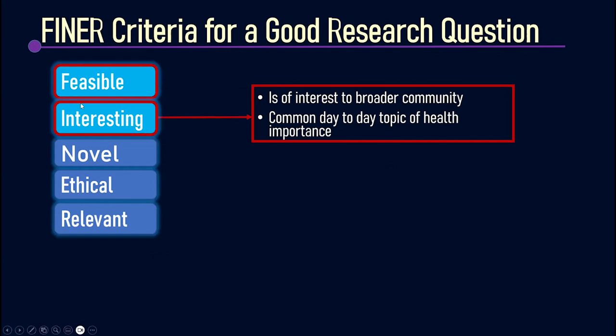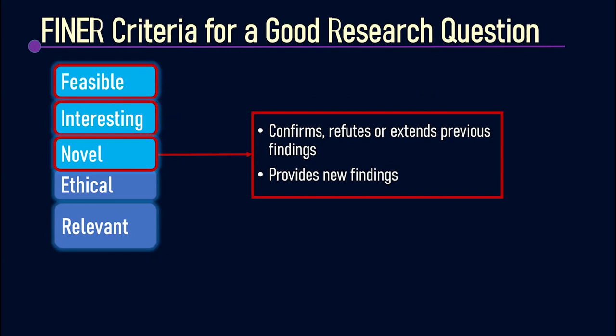Next one is interesting. The research question should be of interest to the broader community, and normally common day-to-day topics of health importance tend to be interesting in nature. For example, the effect of yoga or the effect of exercise on various health conditions will be of immediate interest to the general audience. Third, and equally important, is the novelty of your project. By novelty, we mean that the research question confirms, refutes, or extends previous findings, or it generates new findings.